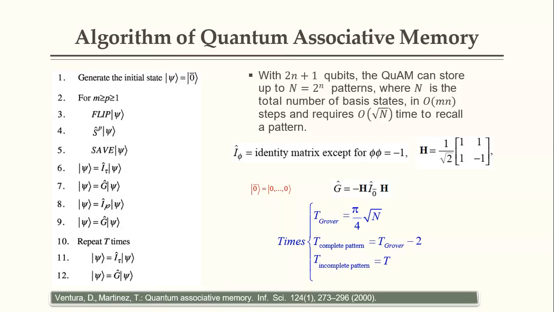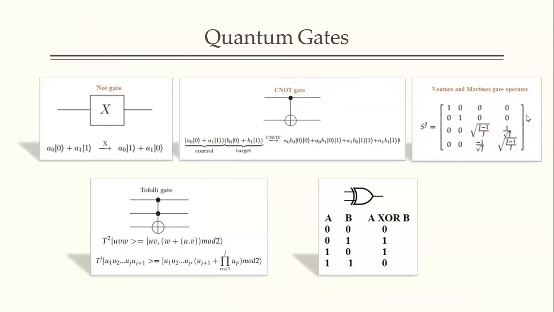Why are we using this algorithm? The quantum system stores and recognizes patterns. The NOT gate, as I already told, the CNOT gate and all, this is similar. This is the Ventura and Martinez gate. Is it a Toffoli gate?